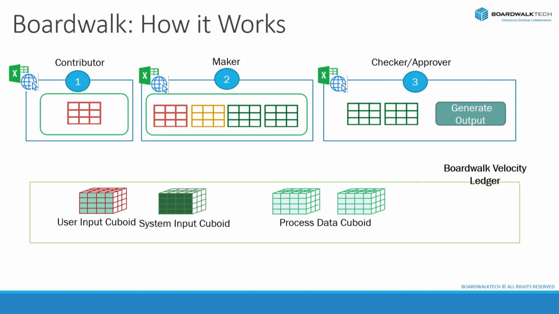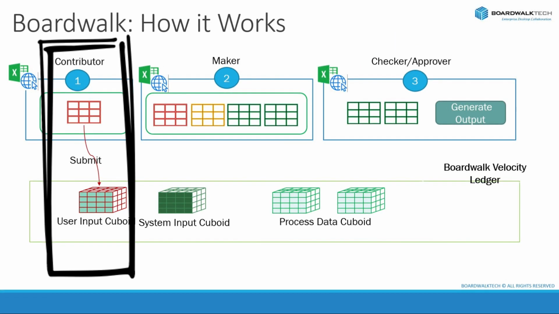In our example, there are three roles: contributor, maker, and checker or approver. The contributor's responsibility is to provide input data for the application. This could be data resulting from a capture from a report or from an analysis tool. The maker takes this input data and combines it with some other data set. The approver reviews the maker's work and provides their approval. Let's follow the process flow in this scenario.